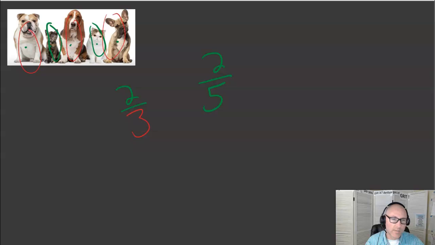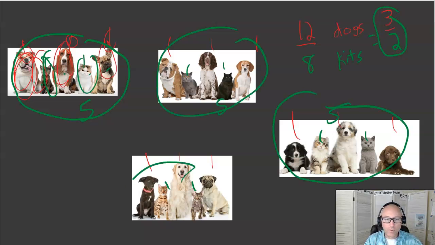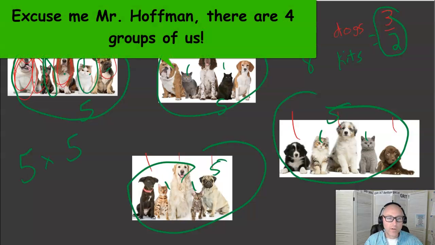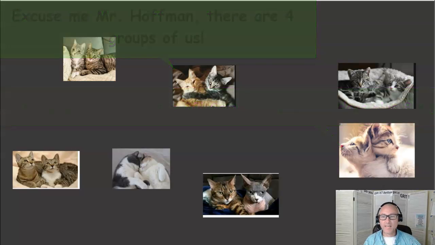So be careful here, it gets kind of tricky. All right, the total here is, well, let me see. How many are in each group? We have 1, 2, 3, 4, 5 in each group. 5, 5, 5, 5. So we have 5 groups. And how many are in each group? 5. Oh, really? And so that's going to be 25. 25 total. Okay. So what if we have this many kitties? How many doggies will we have?